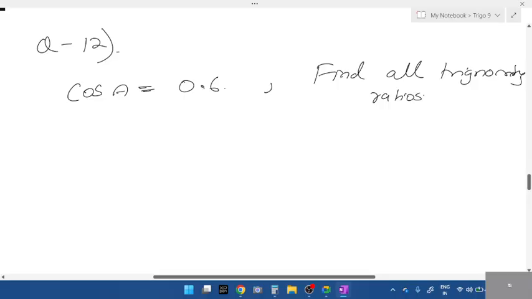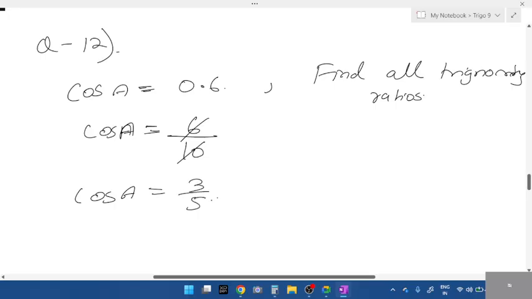Okay, cos 0.6 is given, students. Whenever a decimal is given, I've told you to remove the decimal. How do you remove the decimal? You can write it as 6 divided by. Very good. 1 decimal, 6 divided by 10. Can I reduce it to the lowest term? 3 by 5. All of you got this? 3 by 5. What is the cos formula? What is cos?